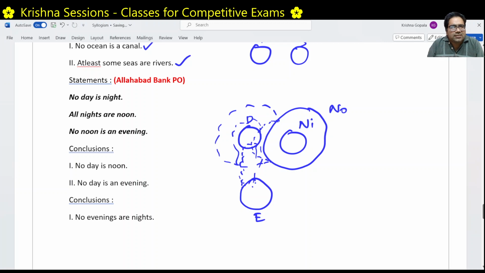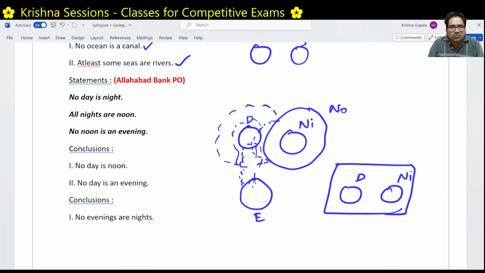Right. No day is noon. He's saying whatever you do, a day cannot become a noon. Right. A day cannot become a night. That is the given condition. But a day can become a noon, right? There is nothing that is stopping noon from becoming days. Right. So we have just done this diagram, right? This is day, this is night, and this is noon. This is noon, and this is evening.